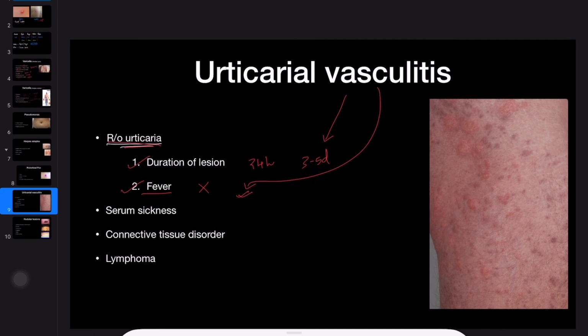Serum sickness caused by sulfa drugs or penicillin or salicylate drugs will be seen. So these drugs can cause urticarial vasculitis. Patients with SLE or Sjogren's syndrome, they are at risk for urticarial vasculitis. So look out for patients with this kind of history. Another very important association is lymphoma. Patients with lymphoma can have chronic urticaria, which will also have fever. So lymphoma is a pretty important one.